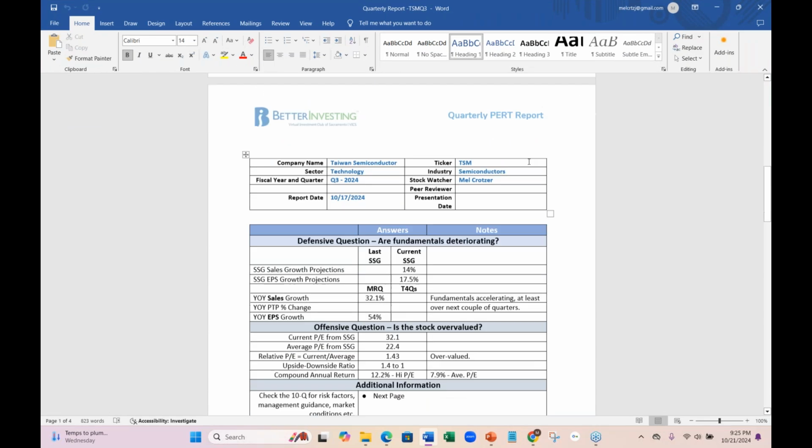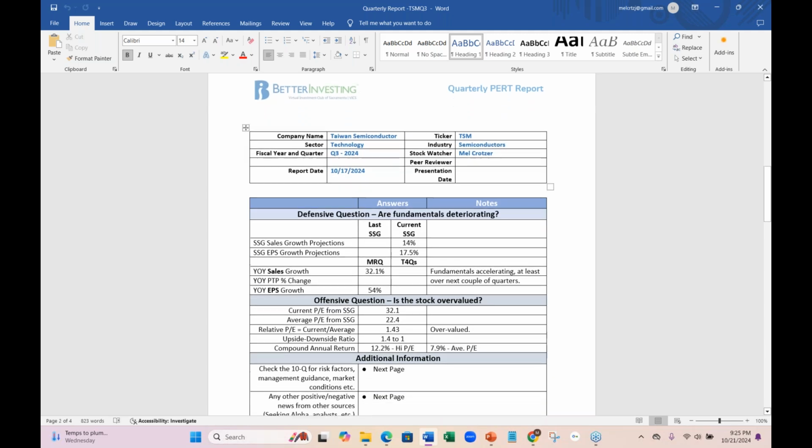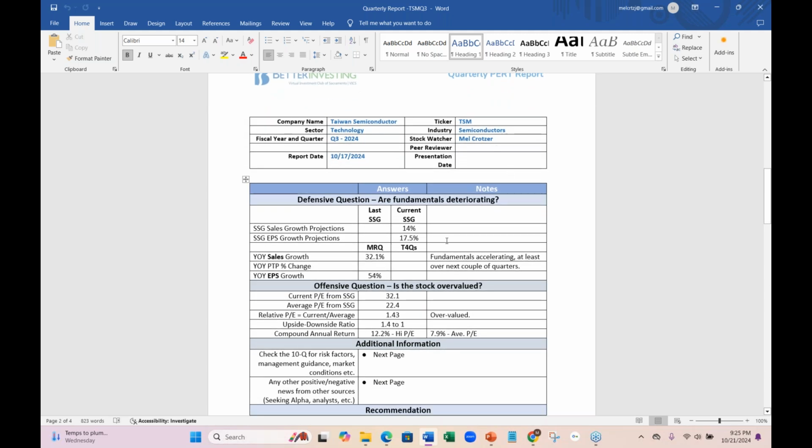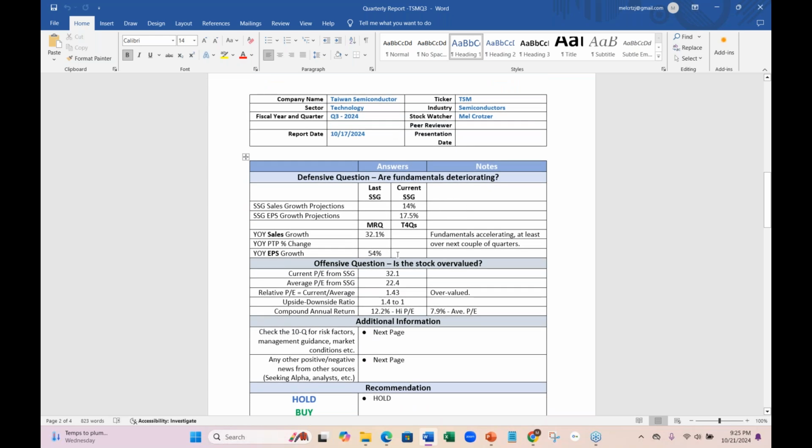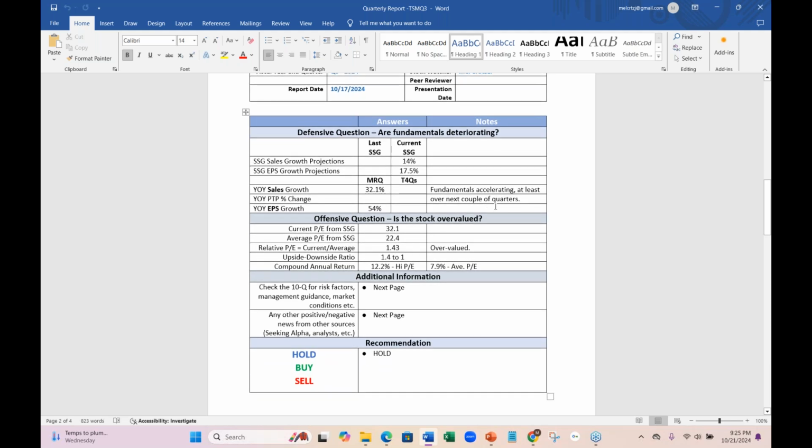And I could show my SSG also, but bottom line is that Taiwan Semiconductor had a blowout quarter. I couldn't fill in all of the blanks, but some of the major items: year-over-year sales growth, 32%. Year-over-year EPS growth, 54%. And the heading here says are fundamentals deteriorating? No, as a matter of fact, it looks like for TSM that they're actually kind of accelerating. For my SSG, it's overvalued at this point.